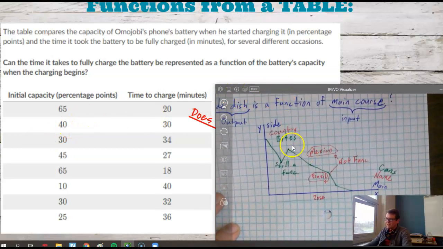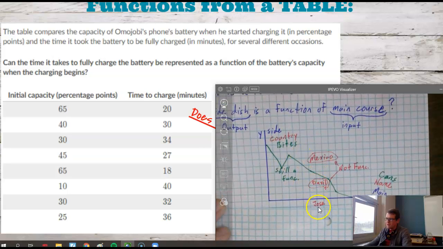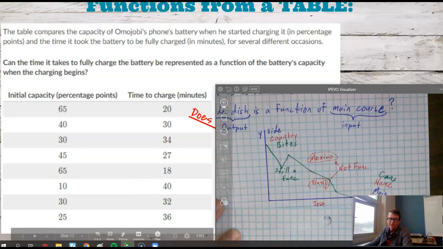Sorry, my bad. So if you want a little graphing visual, Jose mapped to 2 different countries, and that's what made it not a function. But our bug bites, even though we went down and then went up and then went down, that's still a function. Even though we went down and then up, it's still a function.